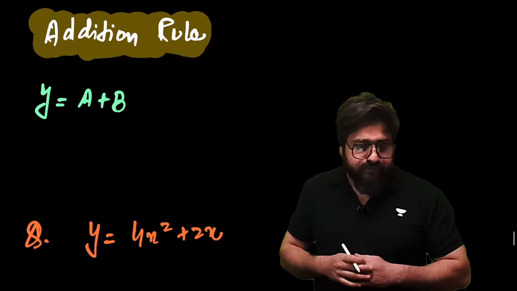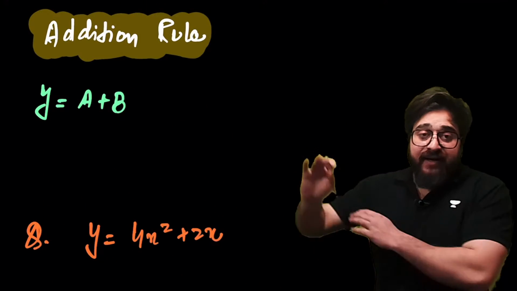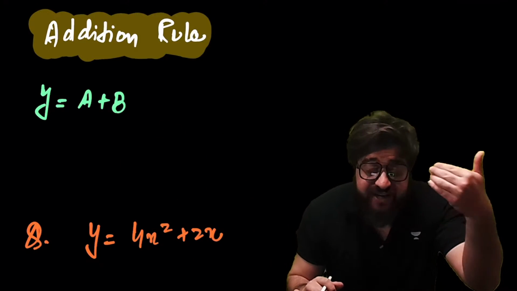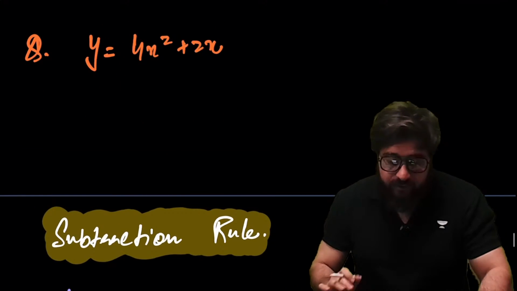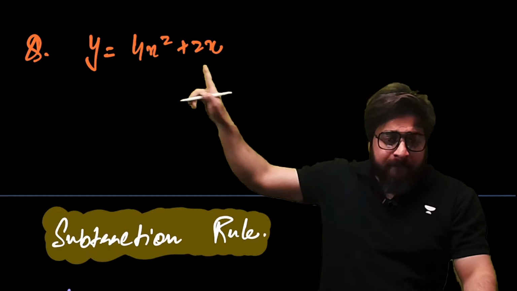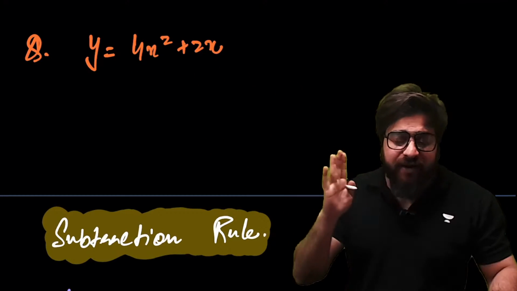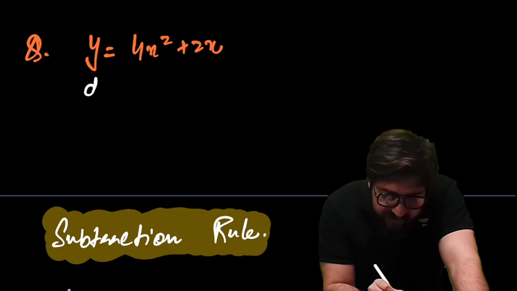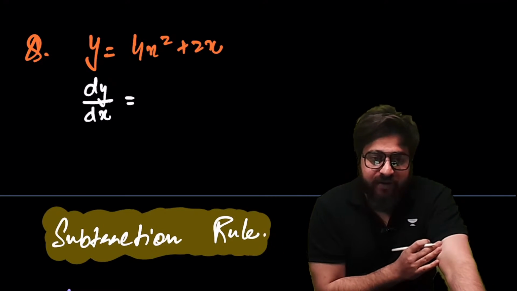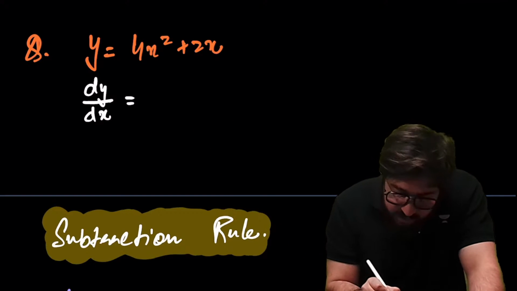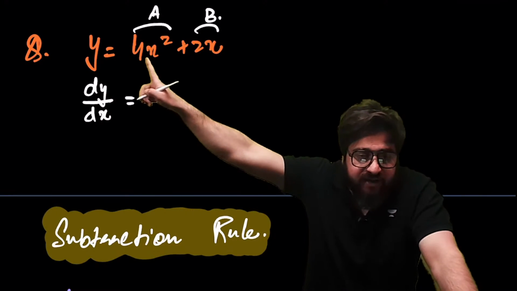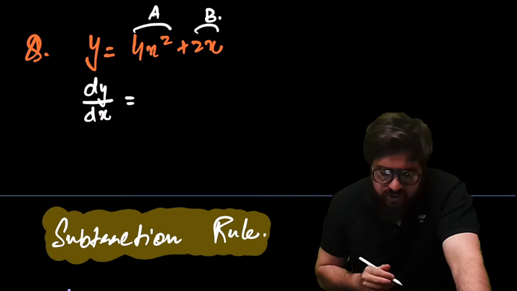Addition rule: y is equal to a plus b. If you have an equation like this, how do you differentiate? Let me tell you. Let's suppose you have 4x square plus 2x. Then dy by dx is equal to: first we differentiate a, then we differentiate b.